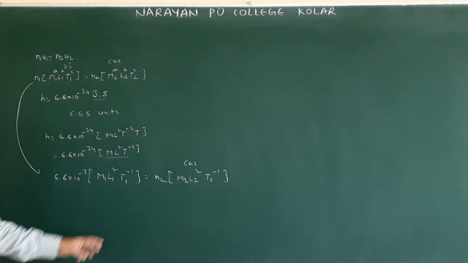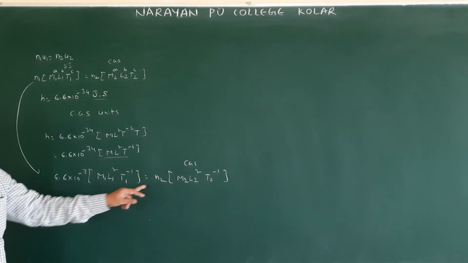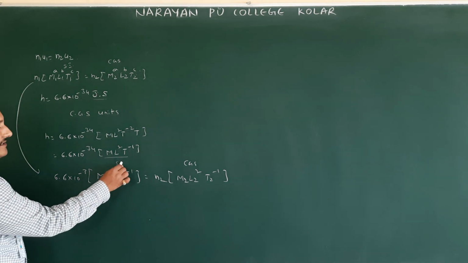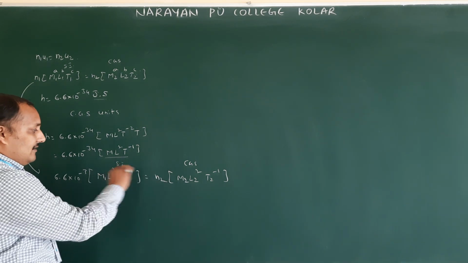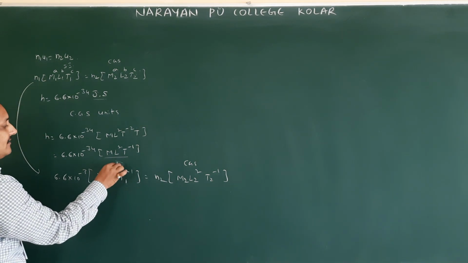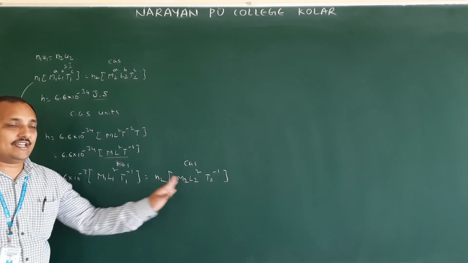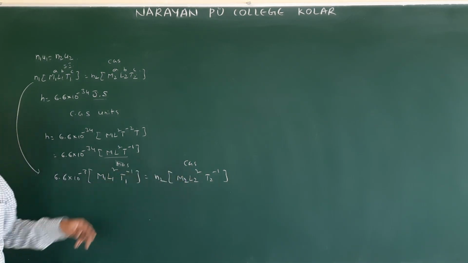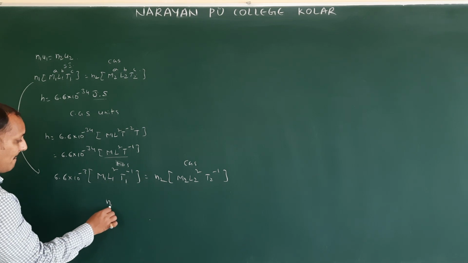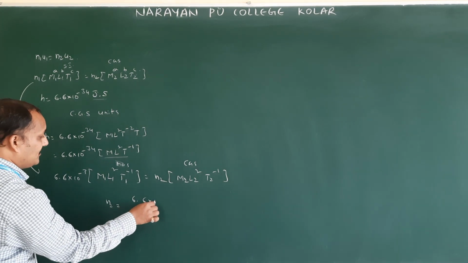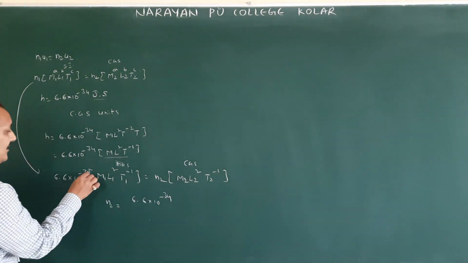CGS system. This value only we should calculate. N2 we should calculate. This is in which system? SI system. You should not write like this, just SI or MKS system. Just to differentiate, I wrote here, we should not write like this, CGS MKS. Now N2 is equal to 6.6 into 10 power minus 34.